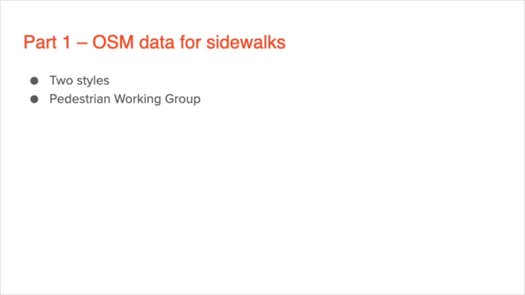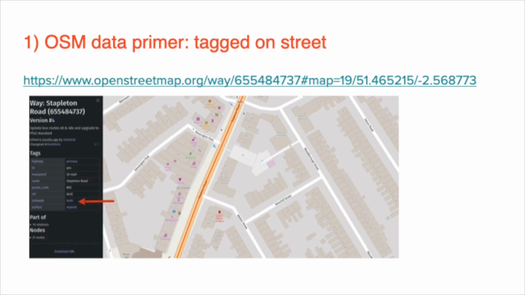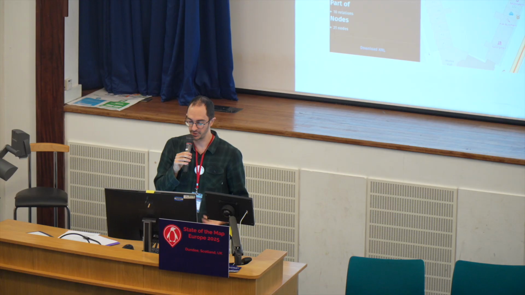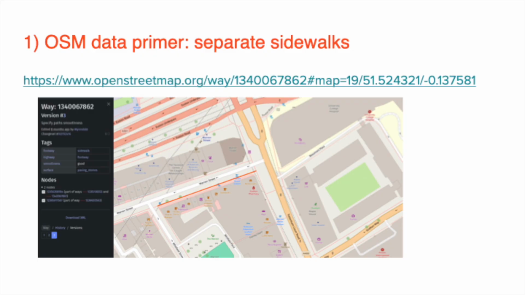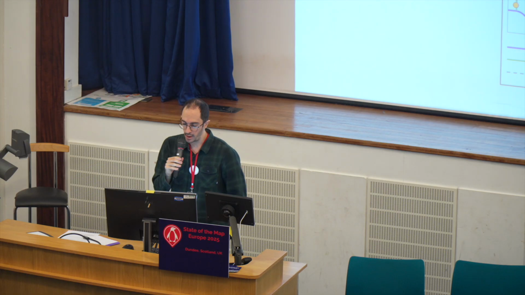So first, let's talk about the OpenStreetMap data model for sidewalks. The older style is you have a way representing a road, and you say sidewalk equals left, right, both or none, just as a tag on there. It's nice and simple. Alternatively, you can draw separate sidewalks as their own way, and then you would say something like footway equals sidewalk, and it's parallel to the main road, and you can express a bunch more detail.